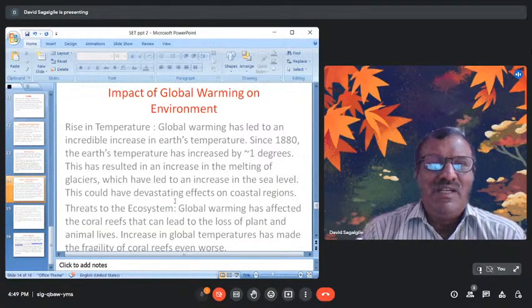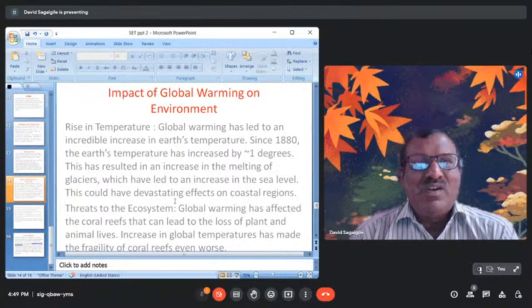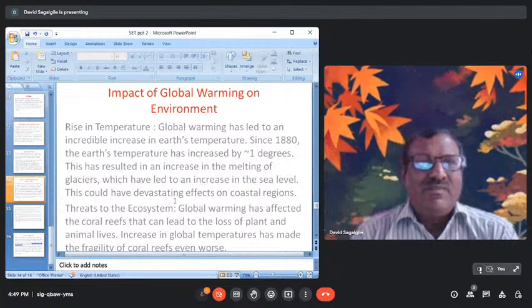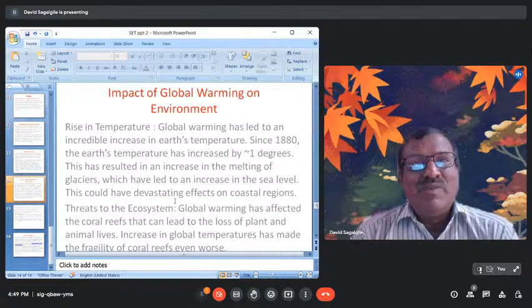It is said that if this global warming process is not stopped, or if the Earth keeps getting warm in this fashion, most of the islands will disappear, and most of the coastal regions will also be lost because of the rise in the sea water level. So this is a very, very serious issue, because where will those people go?